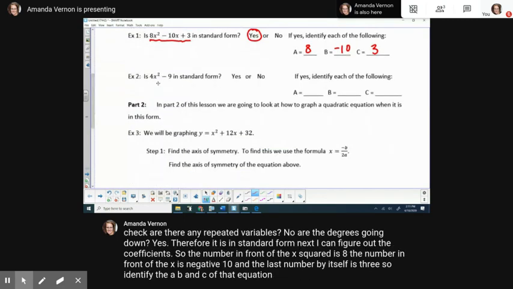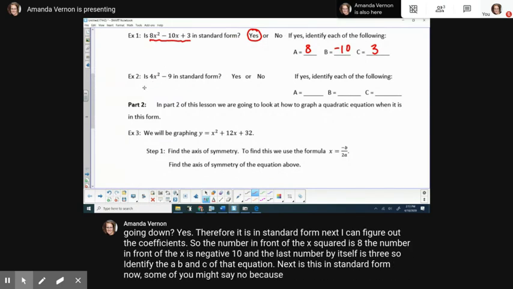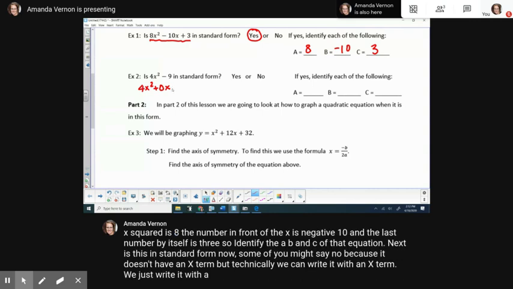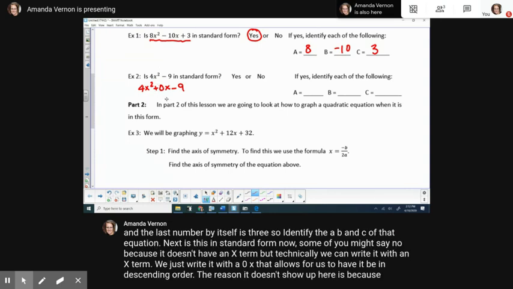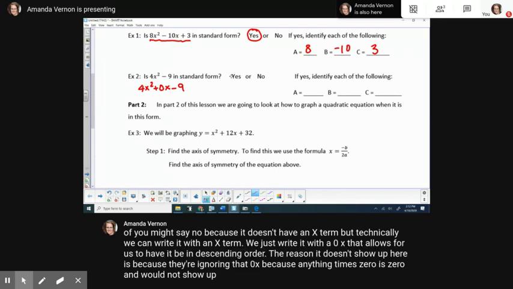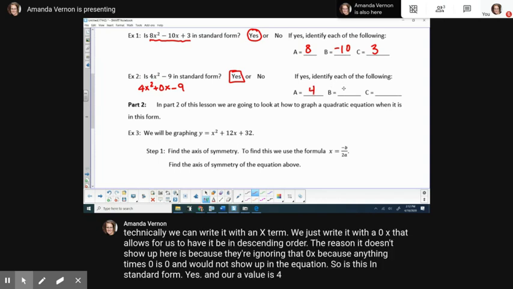Next, is this in standard form? Now, some of you might say no, because it doesn't have an x term. But technically, we can write it with an x term. We just write it with a 0x. That allows for us to have it be in descending order. The reason it doesn't show up here is because they're ignoring that 0x, because anything times 0 is 0 and would not show up in the equation. So is this in standard form? Yes. And our a value is 4, our b value is 0, and our c value is negative 9.